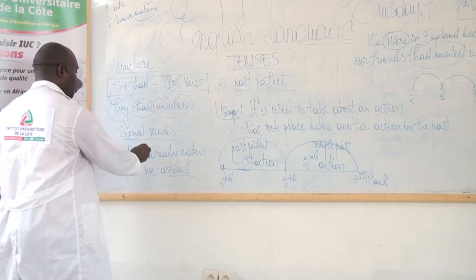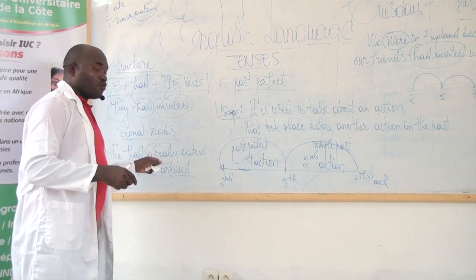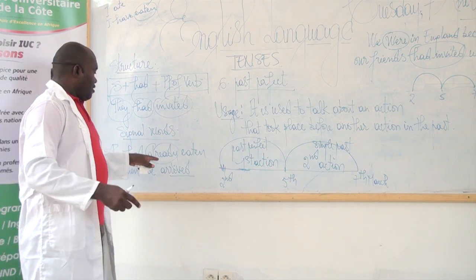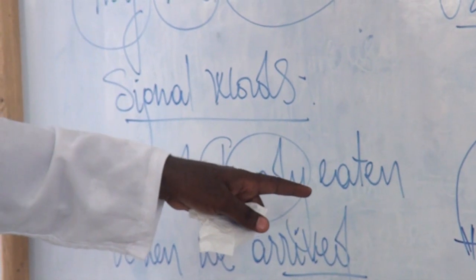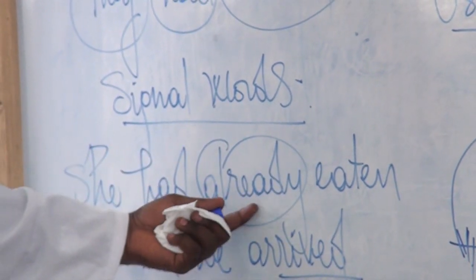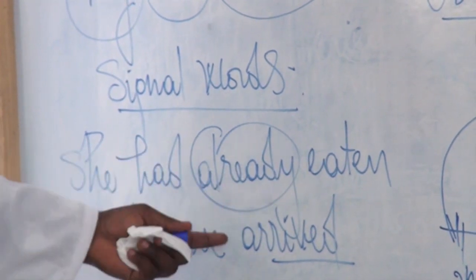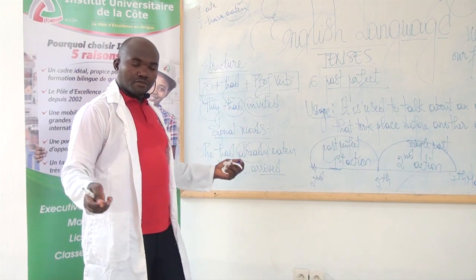You clearly see that already here, in another sentence, can go with the present perfect. But in this particular case, it goes with the past perfect. So if, for example, you have already in the sentence with an element of the past, then you will go with the past perfect.